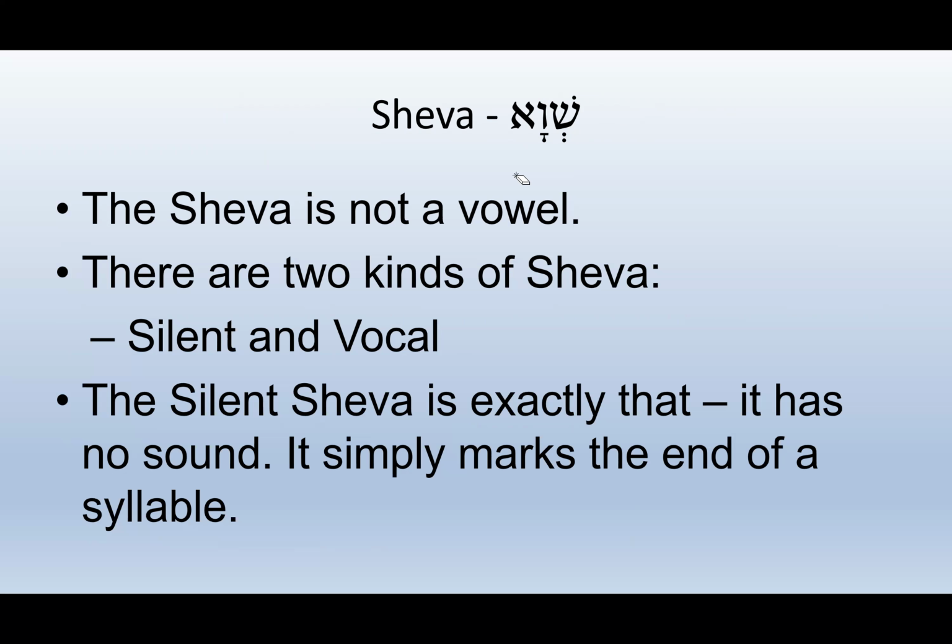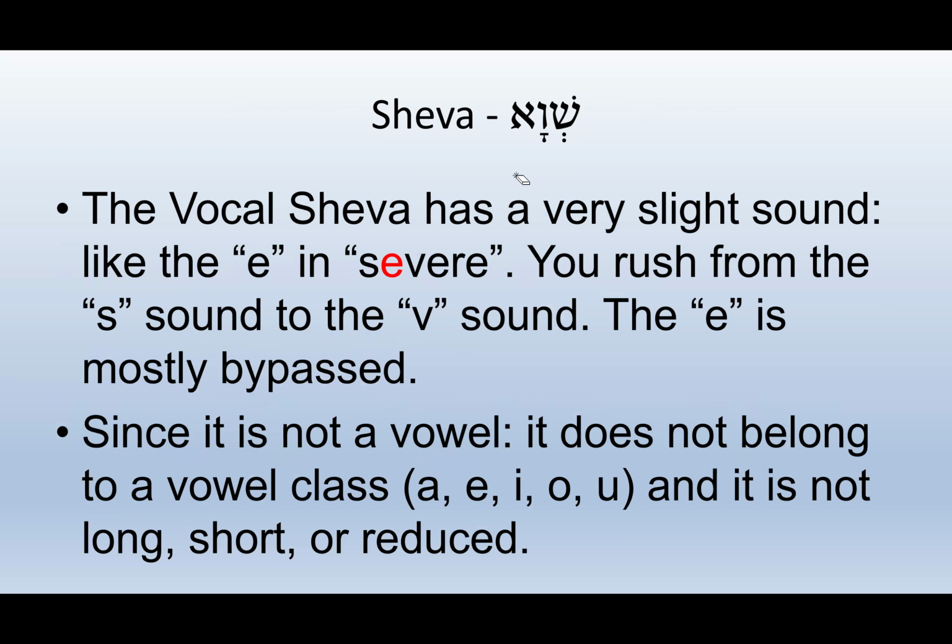Silent Shva is exactly that. It has no sound at all. It simply marks the end of a syllable, and that's all. But the vocal Shva has a very, very slight sound, like the E in severe. When you say the word severe, you almost jump from the S to the V right away. The E is mostly bypassed. In the same way with Shva, it's just hardly there.